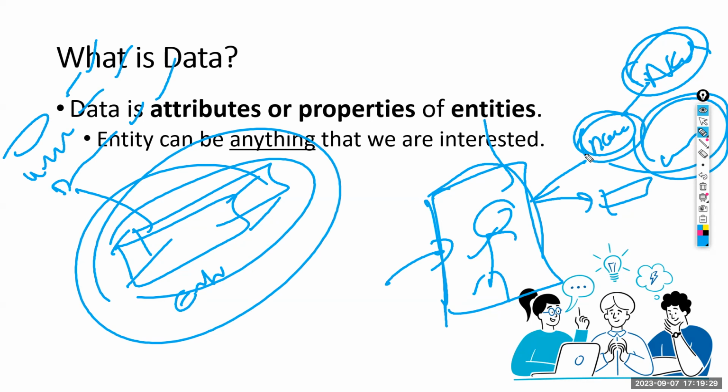So the number one thing is to understand what is data. Data is attributes or properties of entities. Entities, so this is a new word maybe for some of you guys.